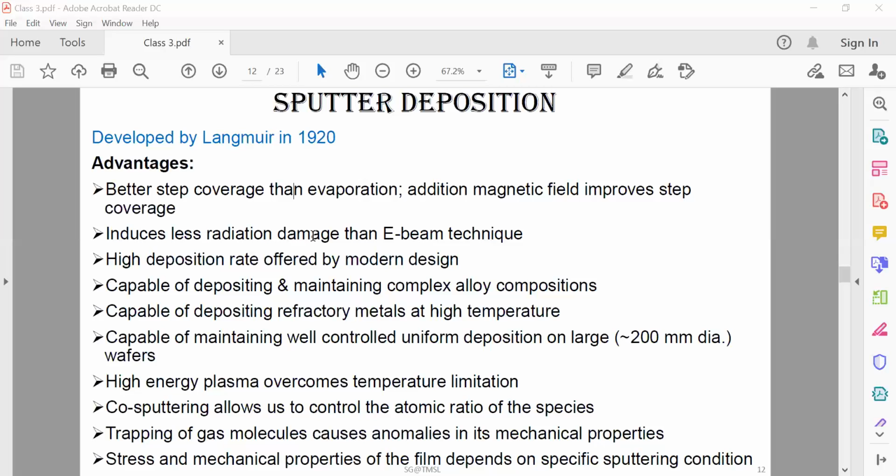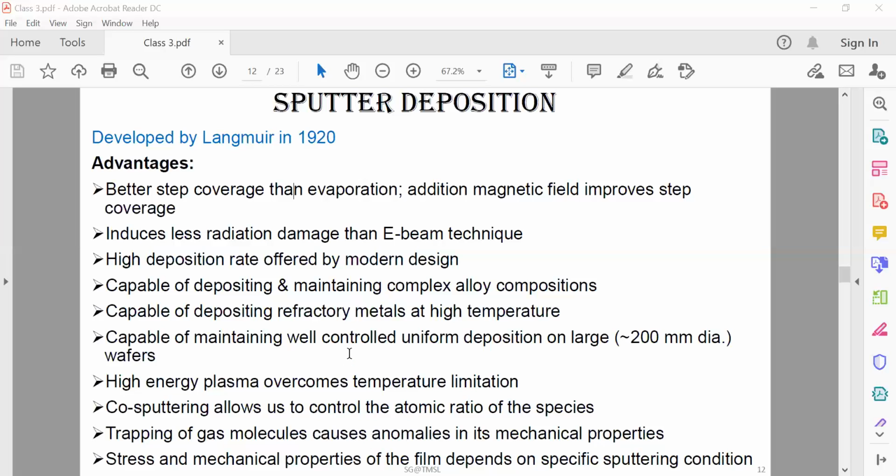It induces less radiation damage than the e-beam evaporation technique. In sputtering, a 10 kilovolt or higher electron beam is not used, so radiation damage is less. That is one advantage. A high deposition rate is offered by modern designs. If you design the sputtering chamber properly, the deposition rate will be higher. Other advantages are also mentioned here.